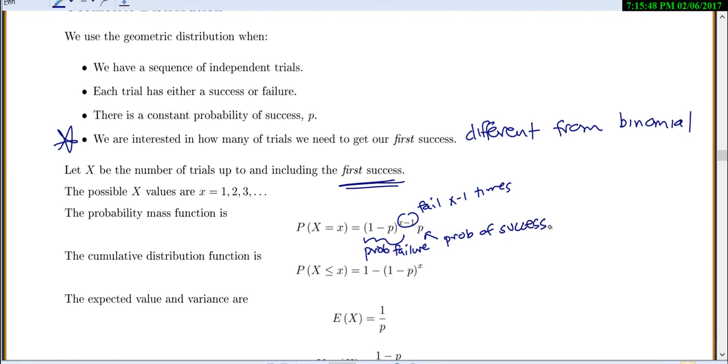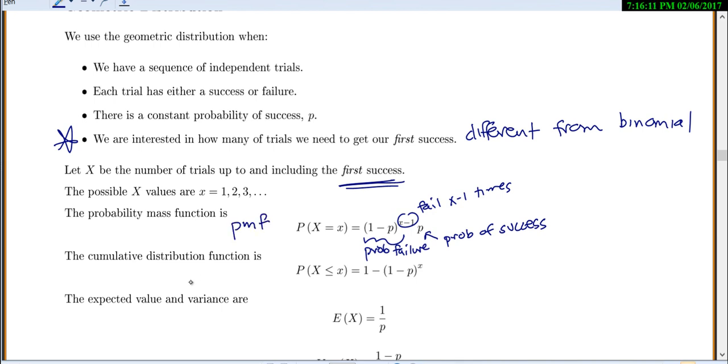So if you think about how we did our probabilities, basically you'd be saying, okay, the first thing has to be a failure, so I do 1 minus p, times the next one has to fail, so times 1 minus p, times the next one has to fail, so times 1 minus p. And you do that all the way up until the very last time when you suddenly get a success, and so you times it by the probability of success. So this is our PMF.